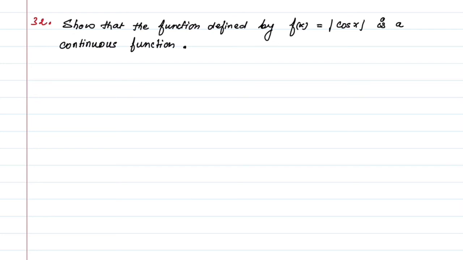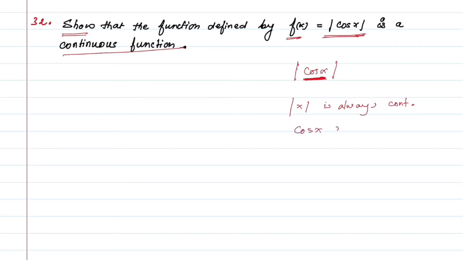So now let me explain how to solve 32. Here you see, this function f of x is mod of cos x, and we need to show it is a continuous function. So it is also a composite function. Here you see there are two functions. One is mod of x, if you consider cos x as x, then you will get mod of x, and it is always continuous, and cos x is also always continuous.